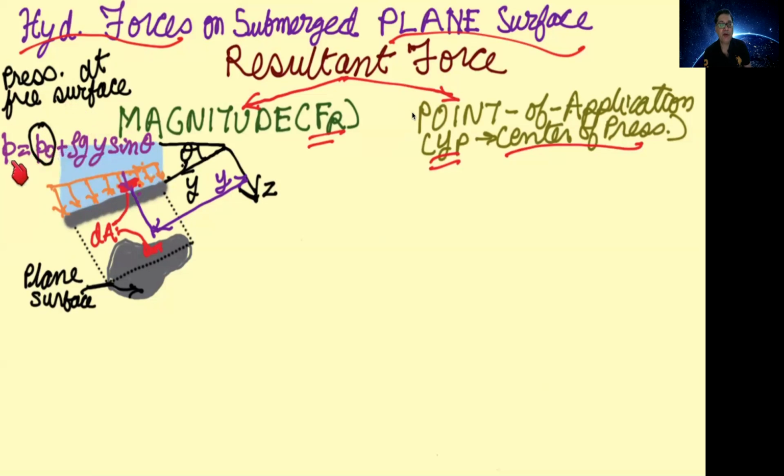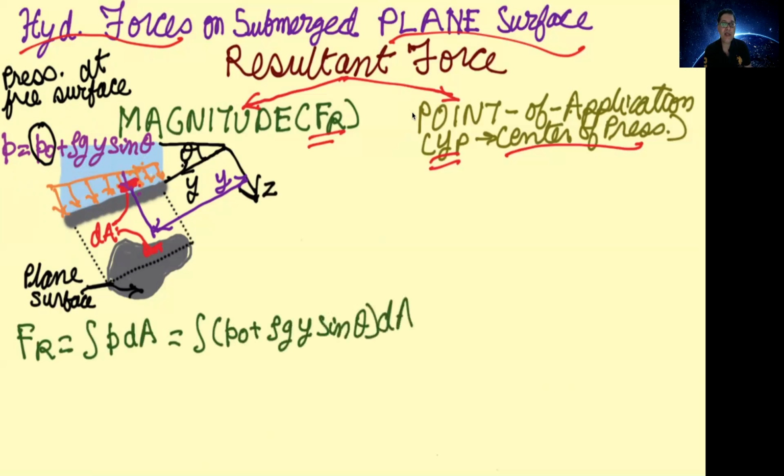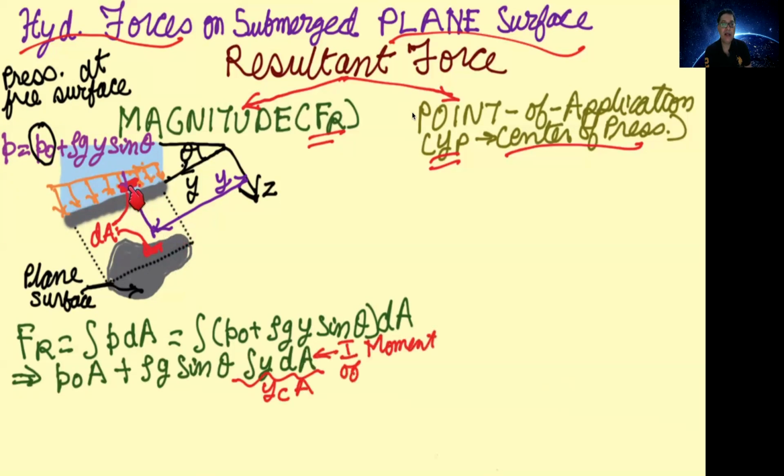And this is the absolute pressure. So absolute pressure is equal to the pressure at the free surface plus rho g h. Now this height h, for this problem, is equal to y sin theta. So the height of this elemental area corresponds to y sin theta. So this is given by P naught plus rho g h, where h is equal to y sin theta.